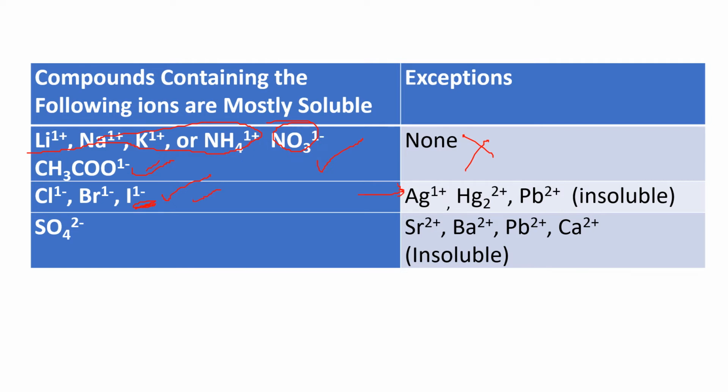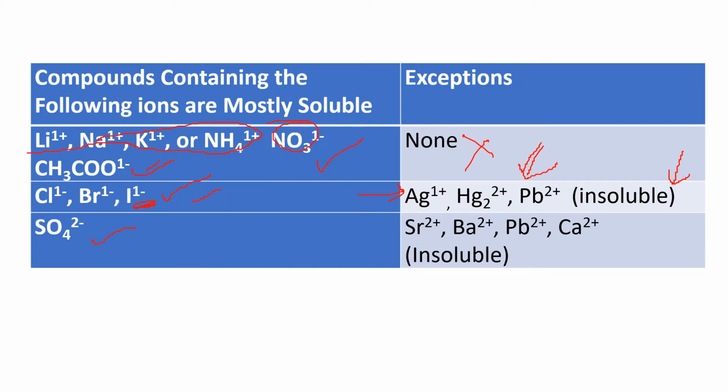But here we are having certain exceptions. What are they? Silver chloride, mercury chloride and lead chloride are insoluble. These are the exceptions. All chlorides, all bromides, all iodides are soluble, but suppose you take silver chloride, mercury chloride or lead chloride, they are insoluble. So that's why we can say these are insoluble.